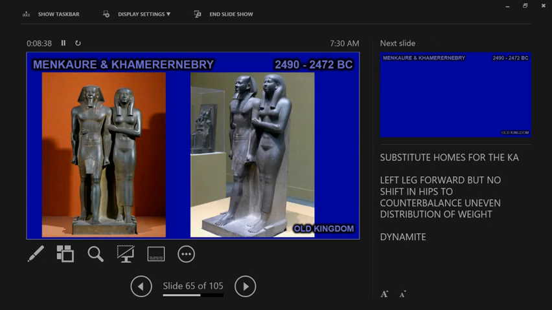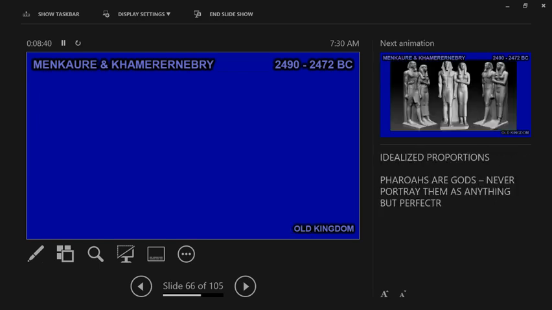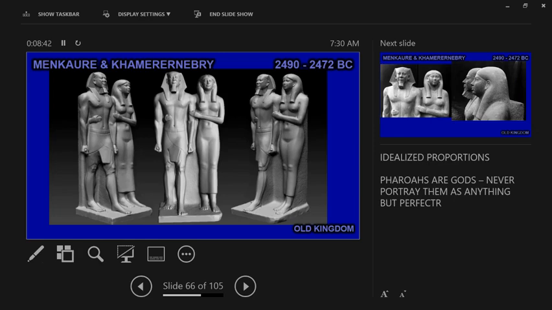Here's a view from a different point of view, and this is a digital scan of their bodies. Again, I want to point out that they have idealized proportions. And the pharaohs are gods, so they are never portrayed as anything but perfect.